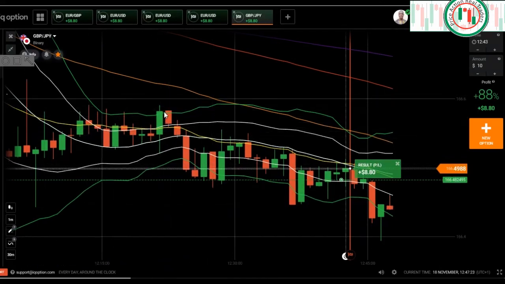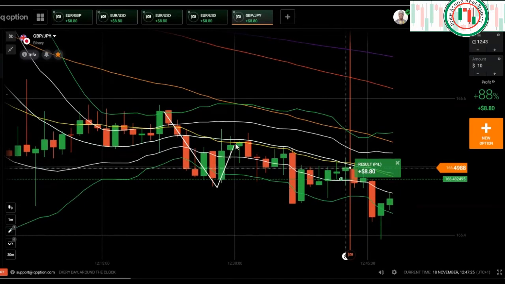So after this fake breakout, you see this is the pullback, another pullback here, another pullback. So here the market couldn't create a lower low, then the market reversed here. So here after this spinning top, I know the market is going up. That's why I place my trade immediately here with a good entry point.